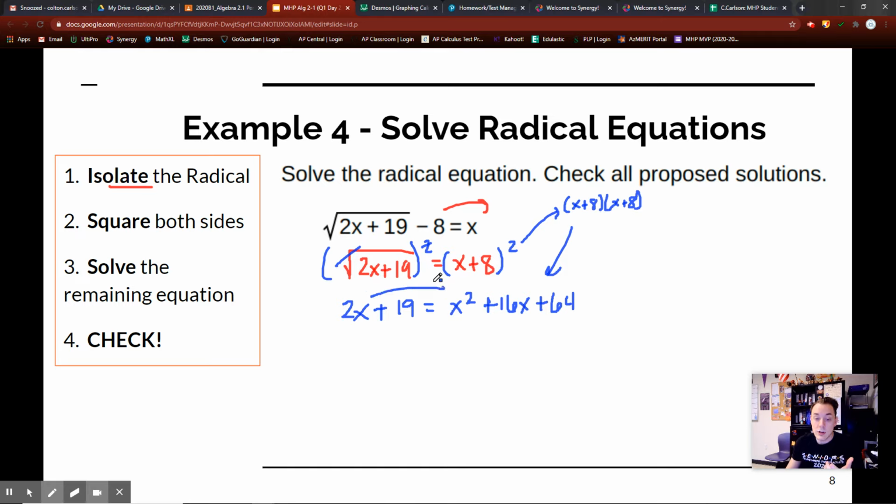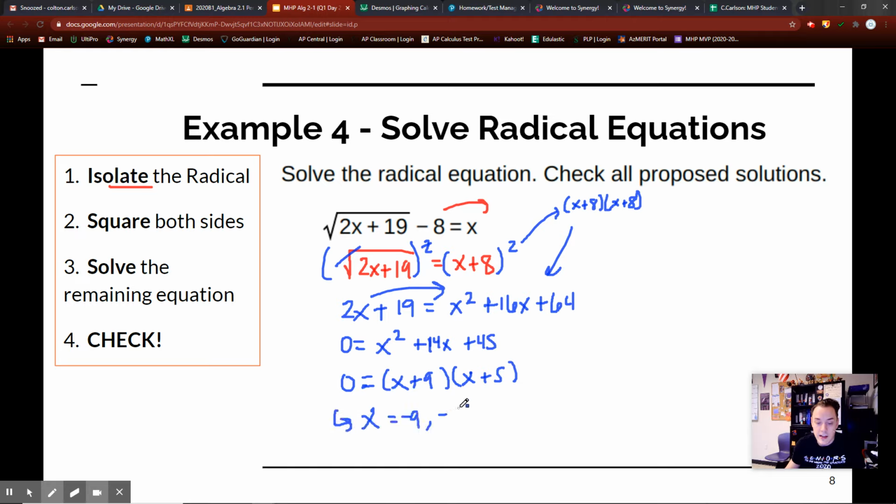So now I have to subtract that stuff over. So this is 0 equals x squared. Subtract the 2x over, so that's plus 14x. And then when I subtract the 19 over, I get 45. So this equals 0. Factors of 45 that somehow, some way help me solve this quadratic to equal the middle, and that's just 9 and 5. So x plus 9 and then x plus 5. So 9 plus 5 gives me 14, but 9 times 5 gives me 45. So that means x equals negative 9 and negative 5.